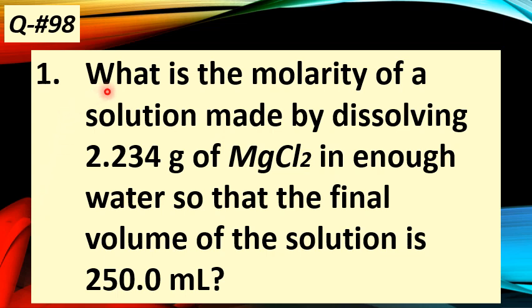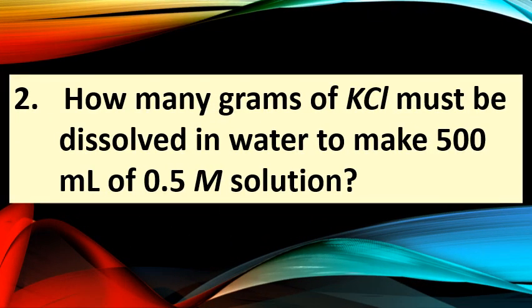Question number 1. What is the molarity of a solution made by dissolving 2.234 grams of magnesium chloride in enough water so that the final volume of the solution is 250.0 milliliters? And question number 2. How many grams of potassium chloride must be dissolved in water to make 500 milliliters of 0.5 molar solution?